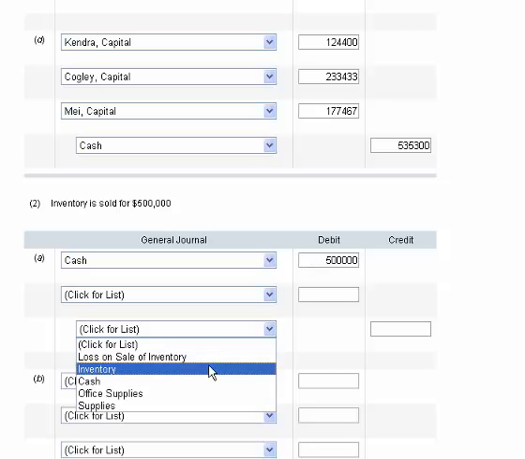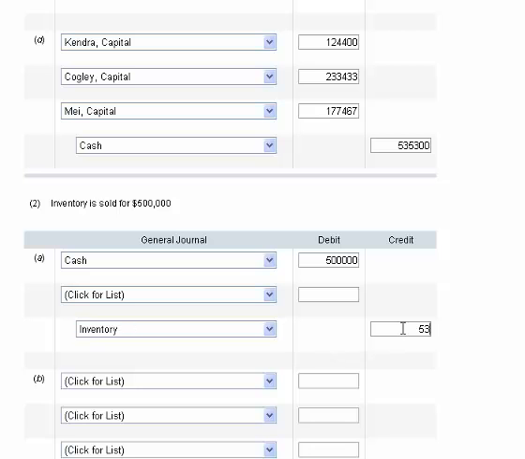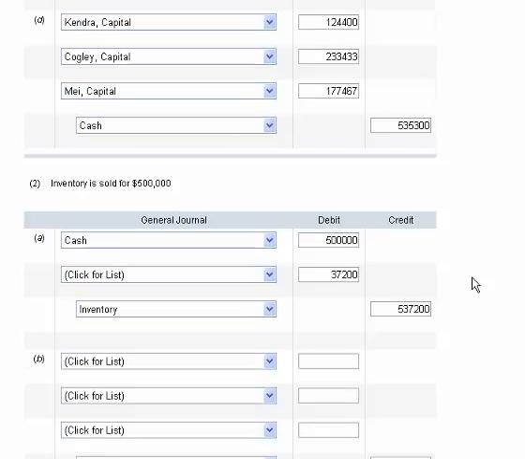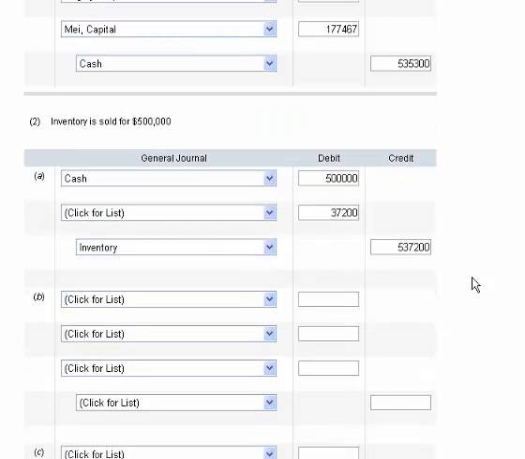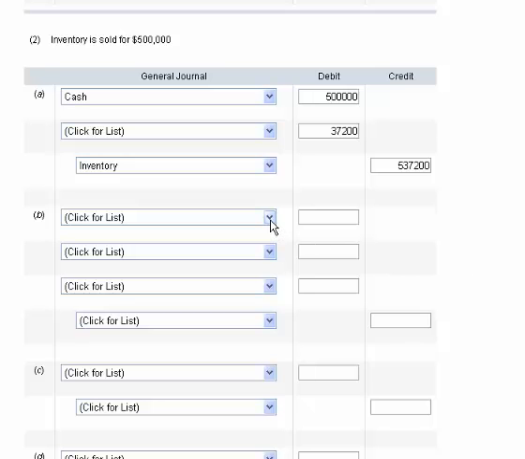Right? We're going to get rid of our inventory for the book value, 537,200, and now we've got a loss of 37,200. So that takes care of 2A. And of course, we've got to distribute that loss according to the ratio again.